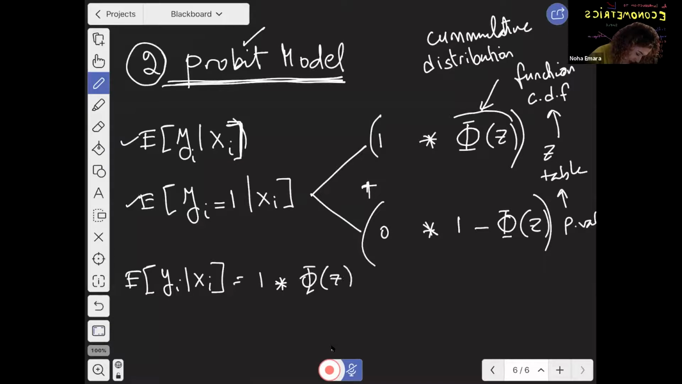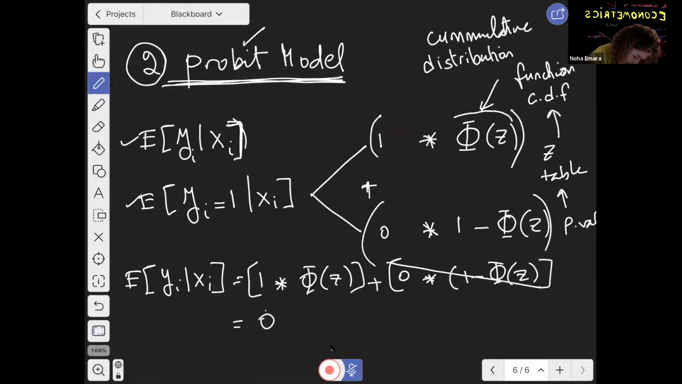Plus 0 times 1 minus phi z, right? Let's put these in a big bracket so that we're not confused. Actually, this is 0, it's gone. This is 1, then it's actually equal to phi z. Okay, so how can I apply this to my example?